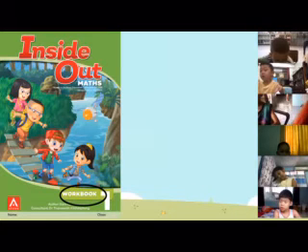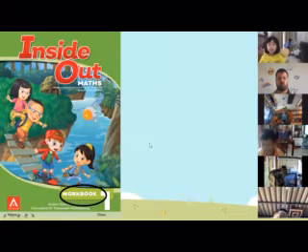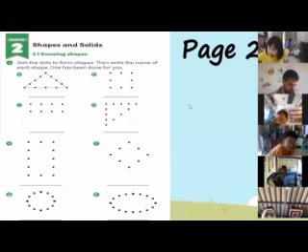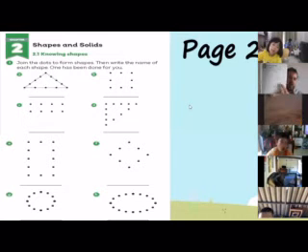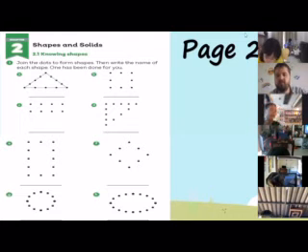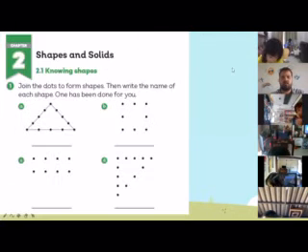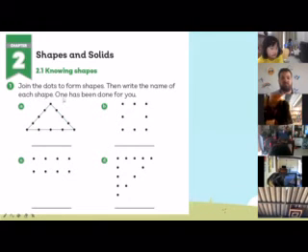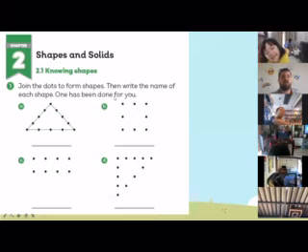Okay, we are going to go to page, I think we're on page, let's have a look. Page 21. Here we go. Page 21. Okay, let's look at page 21. So page 21 says, join the dots and form the shape. Then write the name of each shape. One has been done for you.